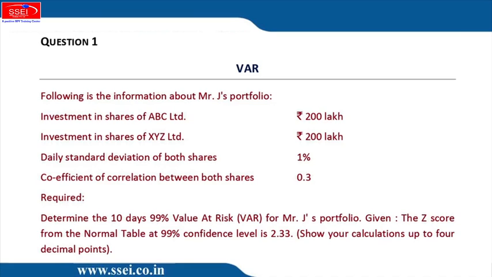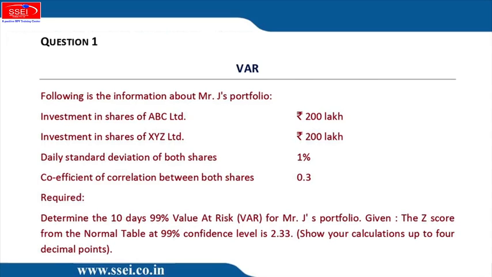So risk management, question number 1. In question number 1 on risk management, we have a portfolio comprising of 2 stocks, ABC and XYZ. We are given the investment in the 2 shares, 200 lakh, 200 lakh. Standard deviation daily is also the same, 1%, and correlation between them is 0.3. Question says calculate the 10-day 99% VAR, and we are given the Z score at 99% is 2.33. It is said show your calculations up to 4 decimal points.